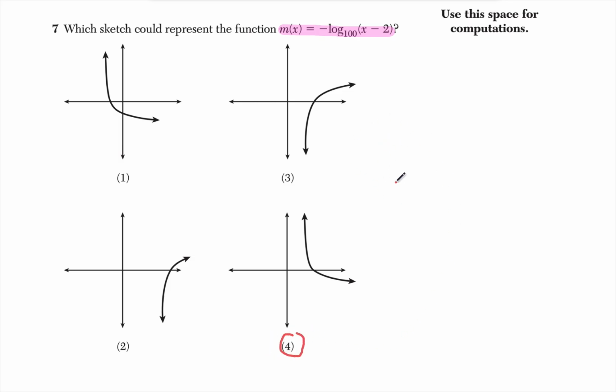I would also like to look at this one and know that if I have a negative in front of my log function, it's being reflected over the x-axis. I also know that if I have an x minus 2, this accounts for a shift right on the x-axis. So it makes sense that my normal log function is flipping and then also shifting to the right.